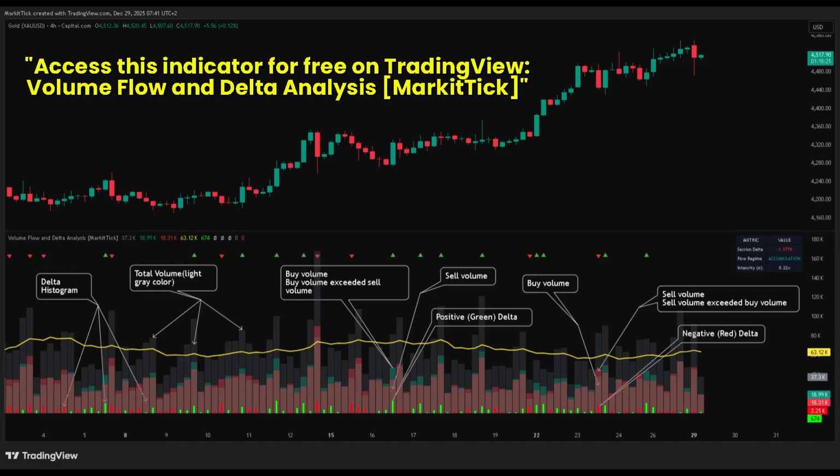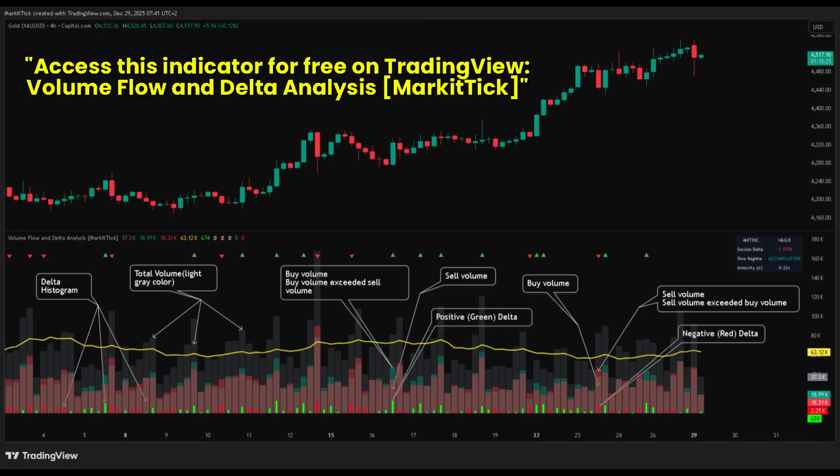Strong positive, green, delta indicates aggressive market buy orders are hitting the ask. Strong negative, red, delta indicates aggressive market sell orders are hitting the bid. Divergence. If price makes a new high but the delta histogram makes a lower high, this is a classic signal of exhaustion and potential reversal.